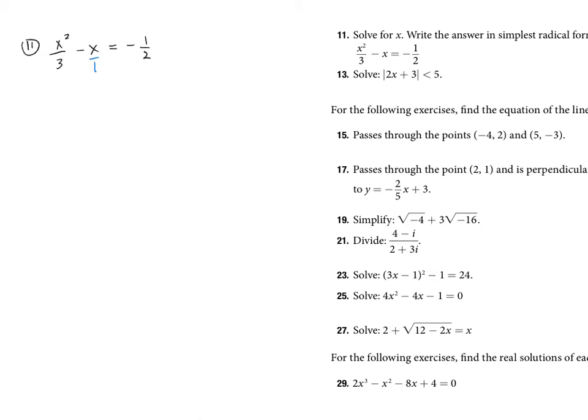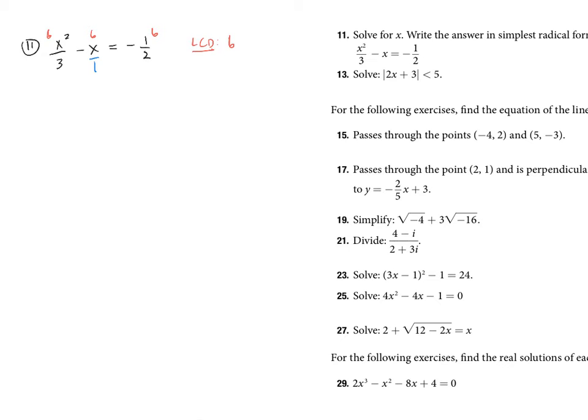Next we want to find the LCD. Notice the denominators this time are just numbers. So we have a 3, a 1, and a 2. So if we multiply all those together, we get 6. So we're going to multiply each fraction by 6 and reduce.